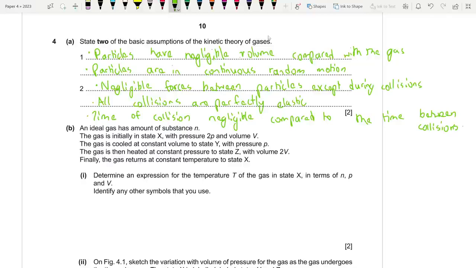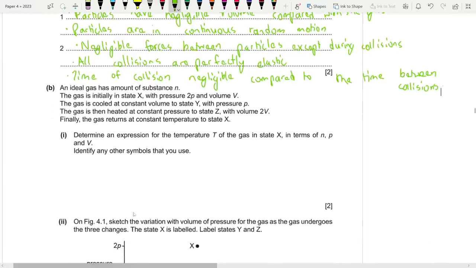Anyway, an ideal gas has amount of substance n. The gas is initially in state X with pressure 2p and volume V. The gas is cooled at constant volume to state Y with pressure p. Okay, so let's try to form a diagram of sorts. Then I think it would be easier for us.